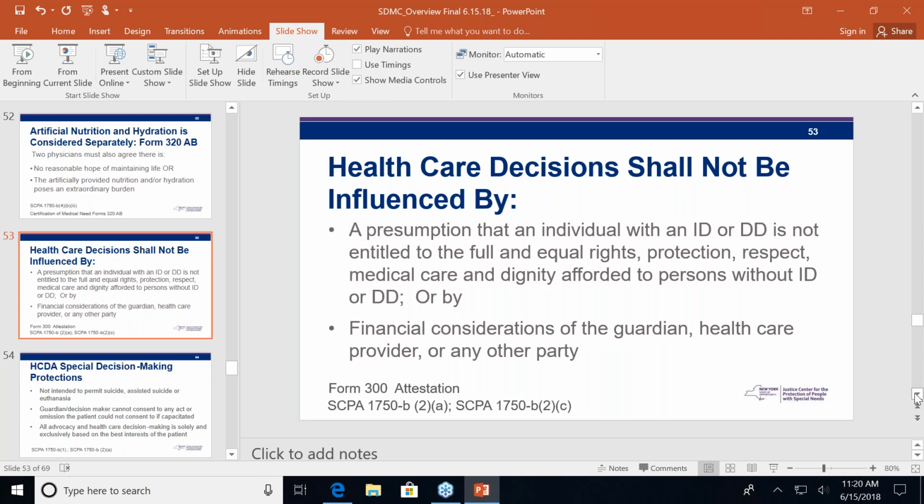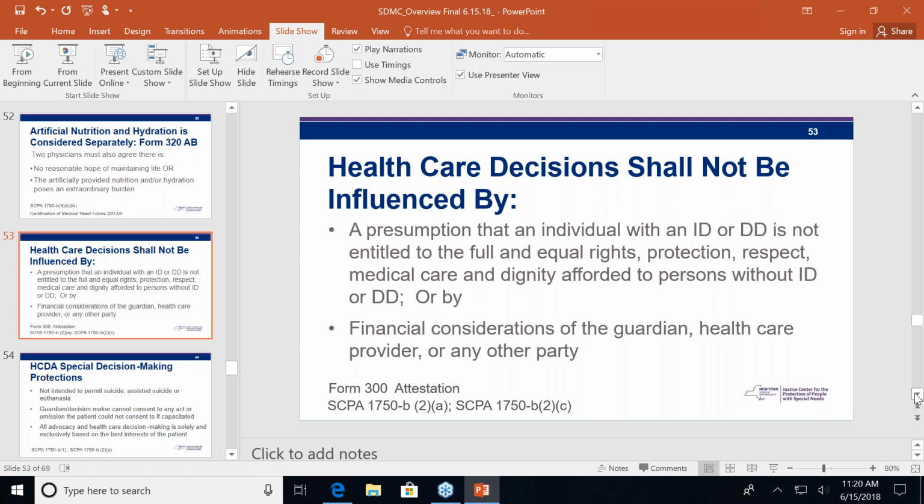There's also a requirement that healthcare decisions will not be influenced by any presumption that an individual with an intellectual or developmental disability is not entitled to the full and equal rights, protection, respect, medical care, and dignity afforded to persons without intellectual or developmental disability, or by any financial considerations. This is specifically in the law. It's also included in our Form 300 in the attestation that's submitted by the declarant. It should never, ever be a part of a hearing.